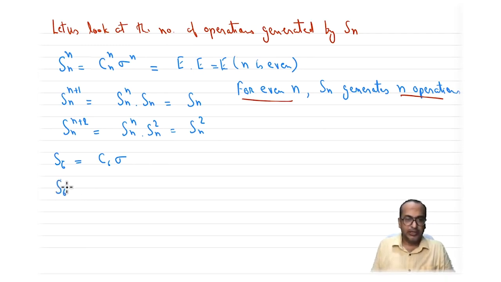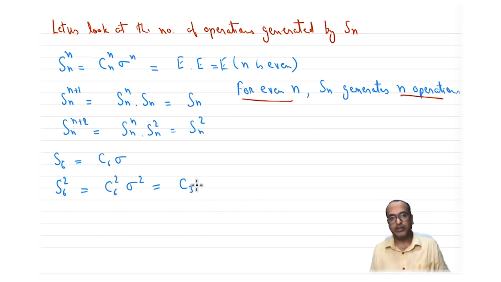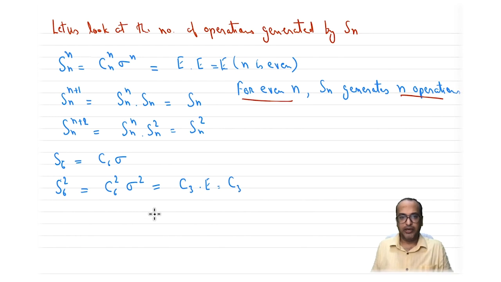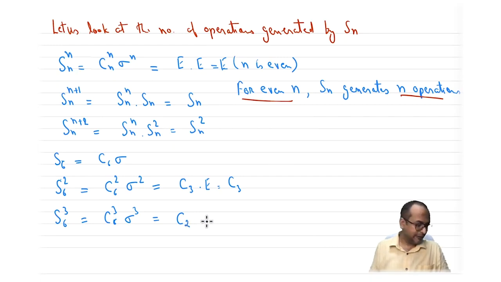Now let's say S6 to the power 2. This can be written as C6 to the power 2 times sigma to the power 2, right? Now C6 done twice is nothing but C3. Sigma done twice is nothing but E. So you have C3, right? So this operation is different from the previous operation. Now S6 to the power 3 will be equal to C6 to the power 3 times sigma to the power 3. C6 done three times is nothing but C2, and sigma done thrice will be sigma. So this is again an independent operation.